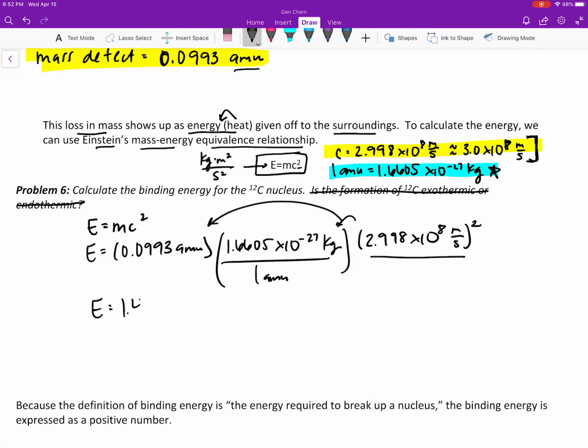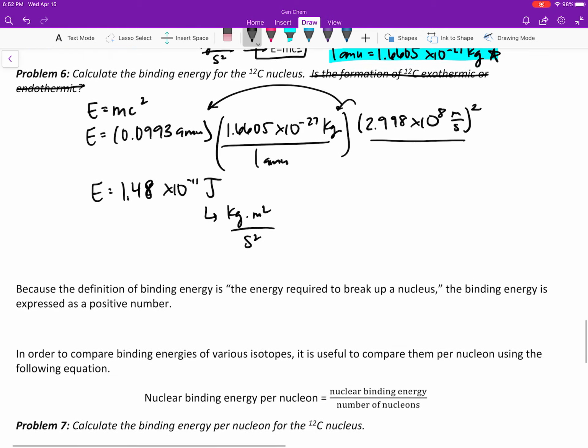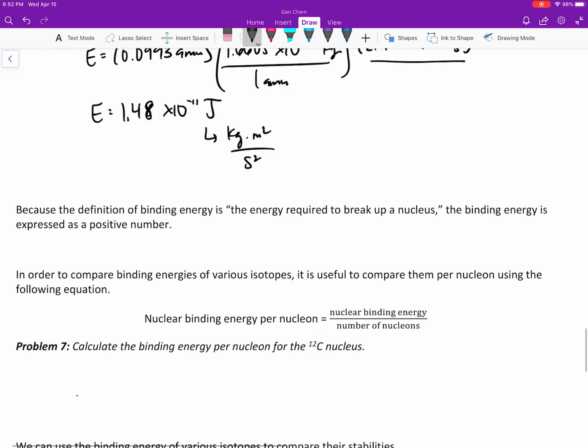And we get an energy value of 1.48 times 10 to the negative 11th joules, which is also the same as kilograms meters squared per second squared. You'll learn way more about that in physics. And so this would be an exothermic reaction because the mass defect is a positive number, which makes the energy a positive number. If the mass defect was negative, the energy would come out to be negative, and that would be an endothermic reaction. You're at a deficit.